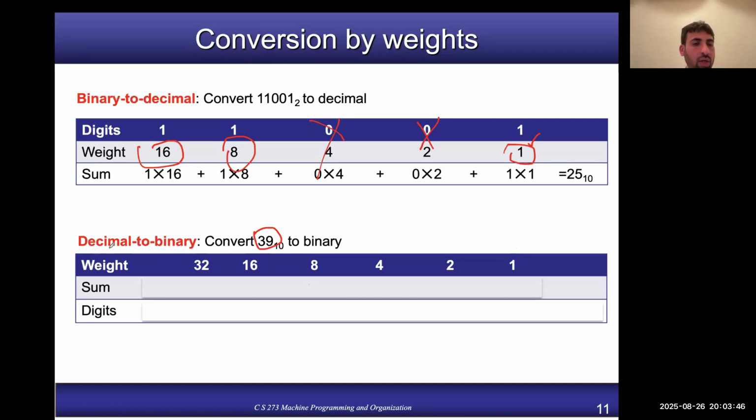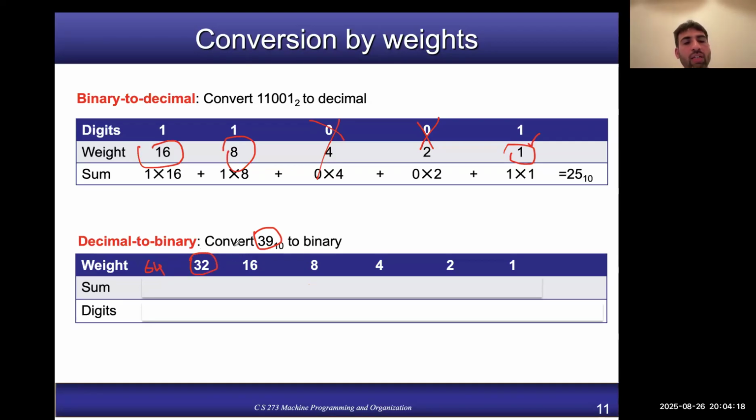So how can I convert? Basically, I want to convert the number 39, so which weight, a power of 2, is closest to 39? After 32 I have 64. Now 64 is greater than 39. So I need to look for a weight which is not greater than 39 but is closest to 39, which means 32, right?